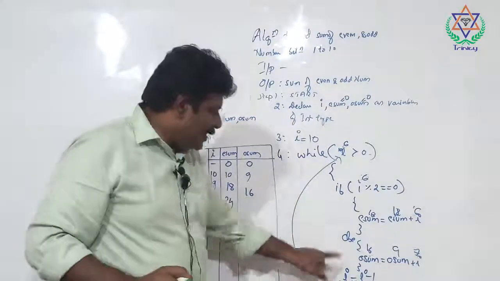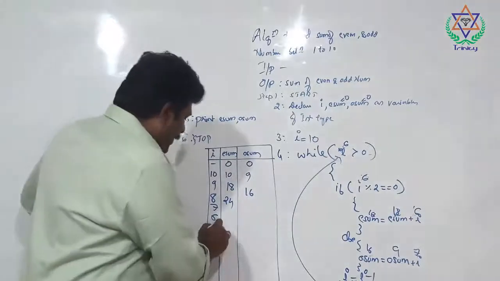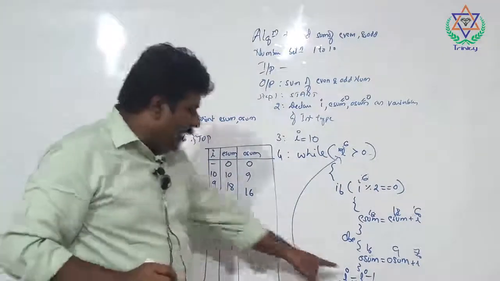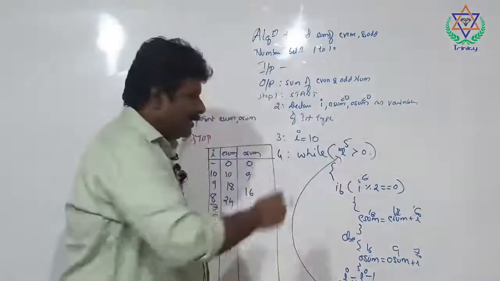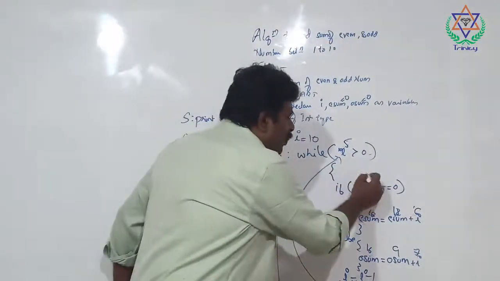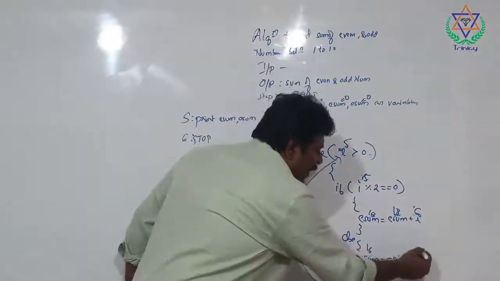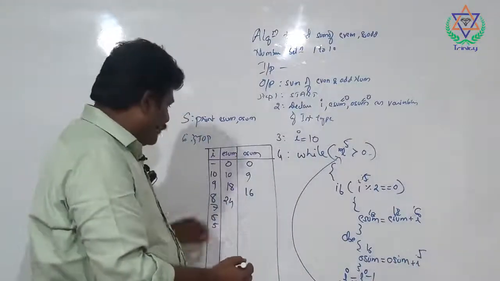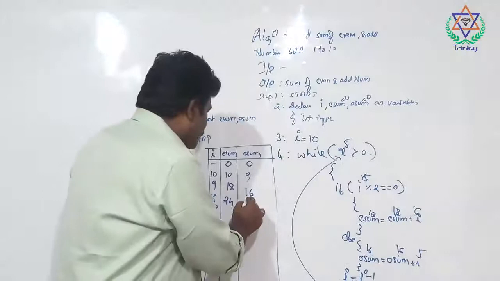Remember. Next it comes over here, I equal to I minus 1. Now I becomes 5. Okay, goes back. I is greater than 0? Yes. Gets inside. I mod 2 is not equal to 0. Comes to else part. What is there in I? We have 5. What is there in O sum? We have 16. 16 plus 5 is 21. O sum becomes 21.